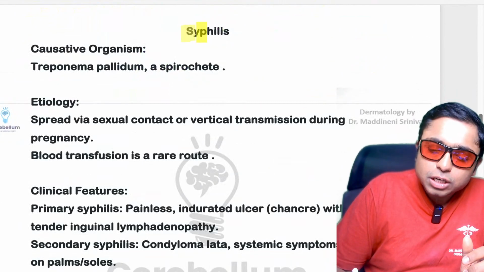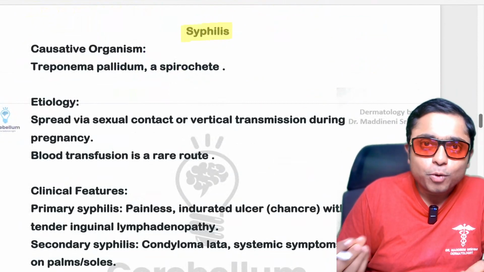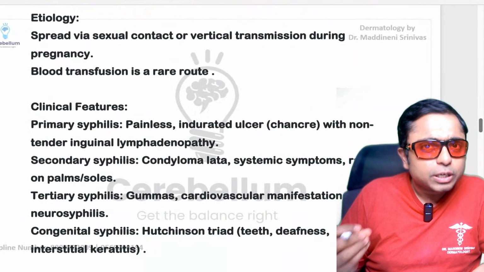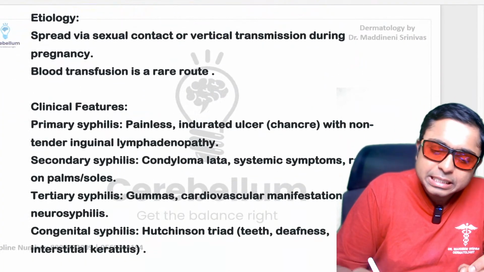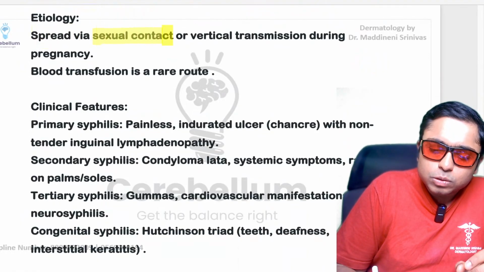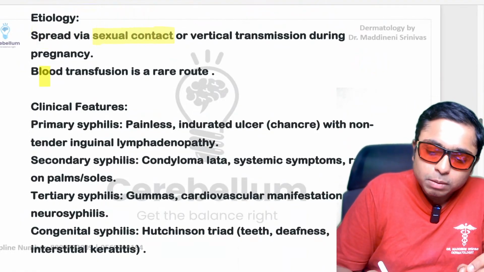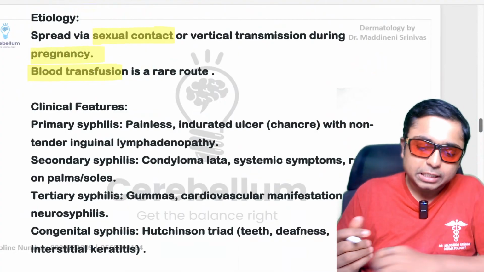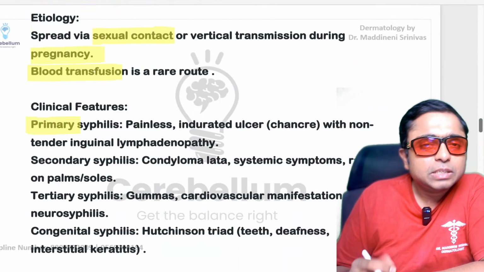Okay. Next, coming to syphilis, the causative organism, I hope all of you know, is a spirochete, Treponema pallidum. And I hope you know the corkscrew motility is seen in this organism. Spread is through sexual contact, and also it could be due to blood transfusion, and there can be vertical transmission during pregnancy to the fetus. So primary syphilis, what are the clinical features?